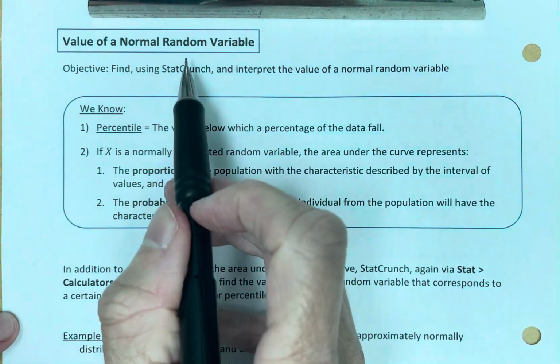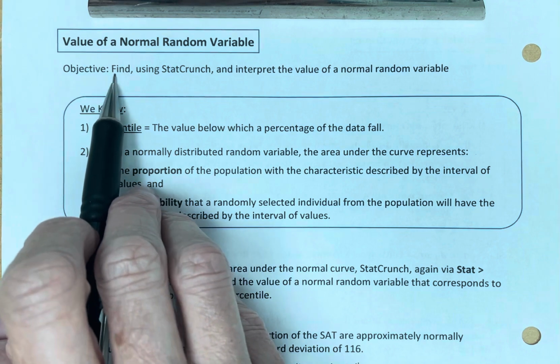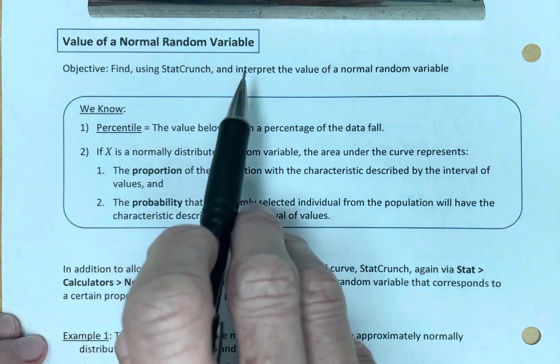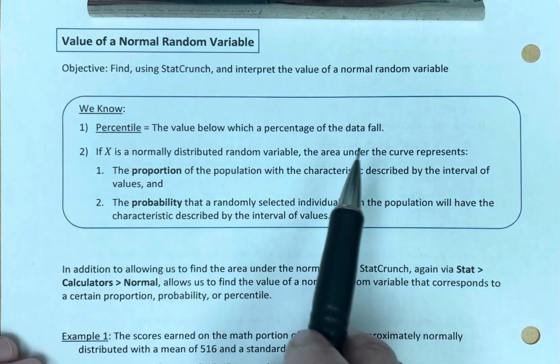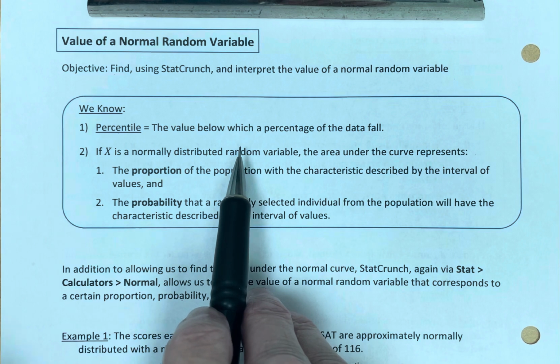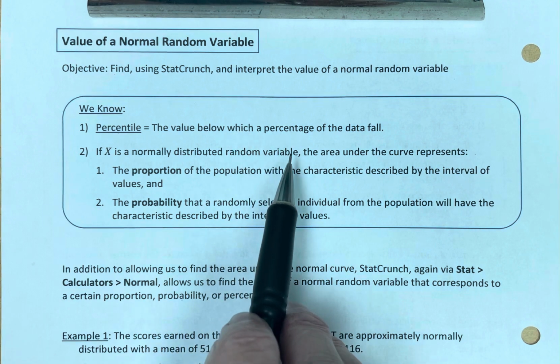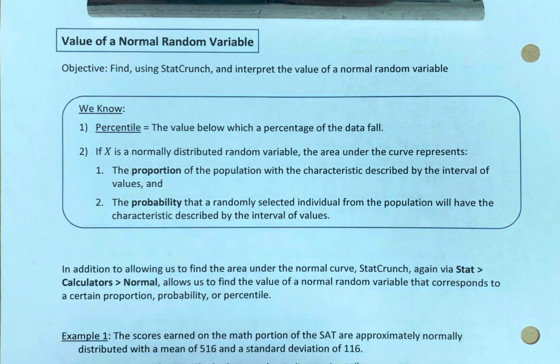The value of a normal random variable. Our objective: we want to find, using StatCrunch, and interpret the value of a normal random variable. Previously, we were looking for the area under the curve, which represents probability and proportion. In this video, we are going to be given the area as a percentile, and we're looking for the actual value, the number along the horizontal line.